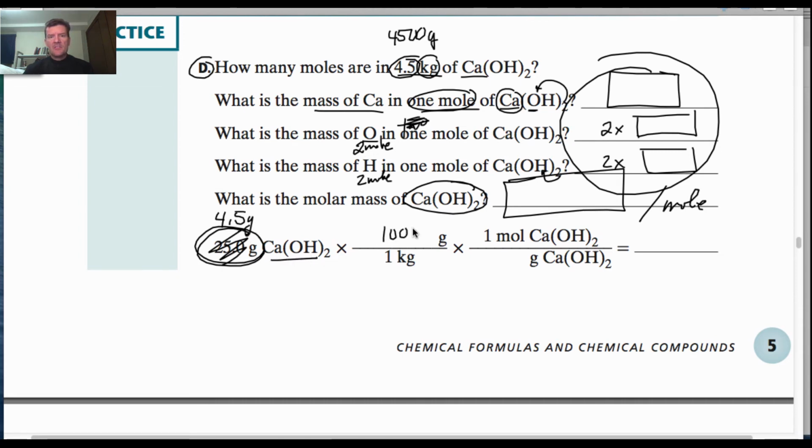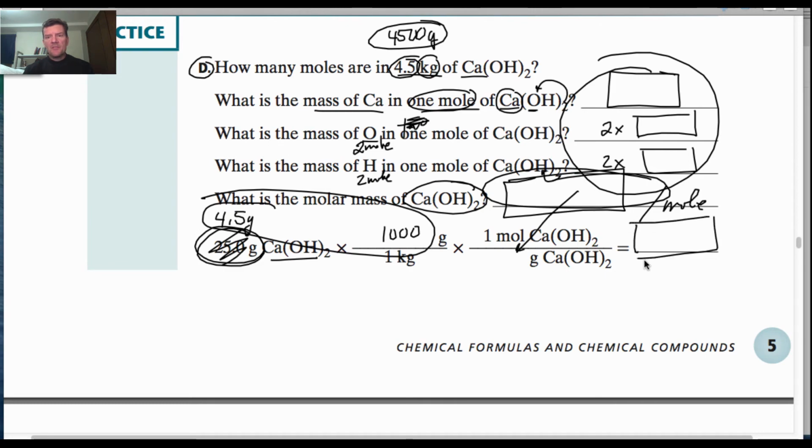I know there are 1,000 grams per kilogram. That's what I just said before, 4,500. And then I would have to divide by this molar mass here. Okay? So whatever this number is, I'm dropping it in there. I'm dividing 4,500 by that molar mass to find out how many moles I have. Okay?